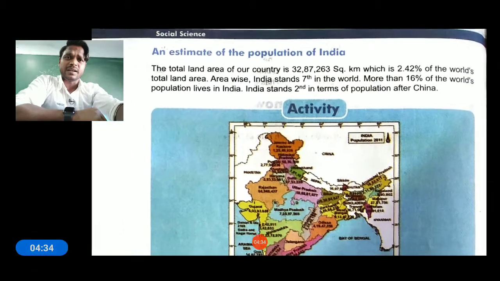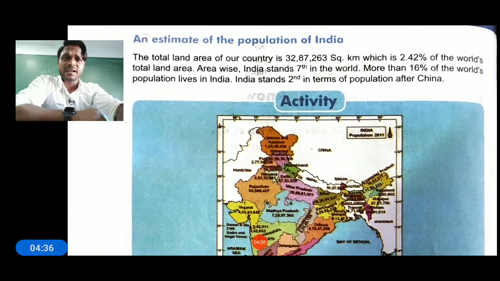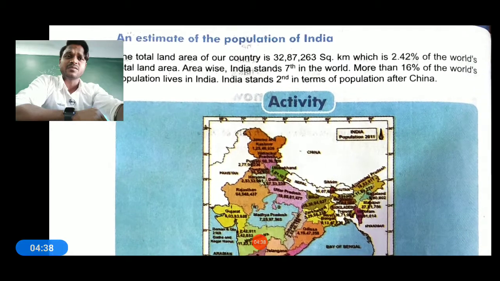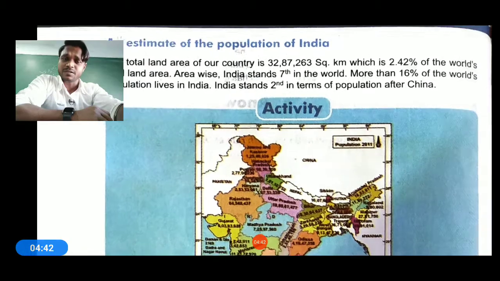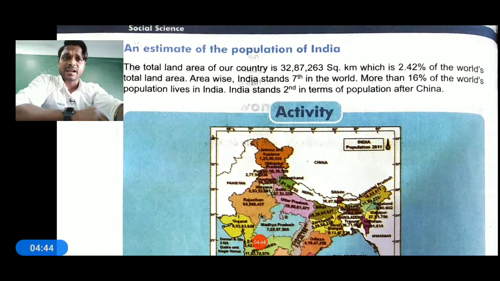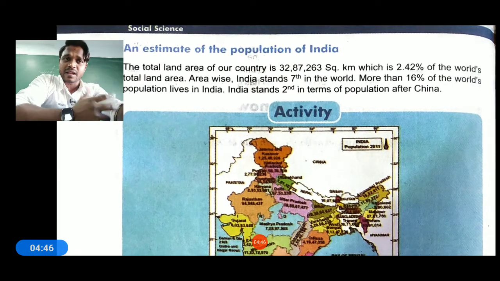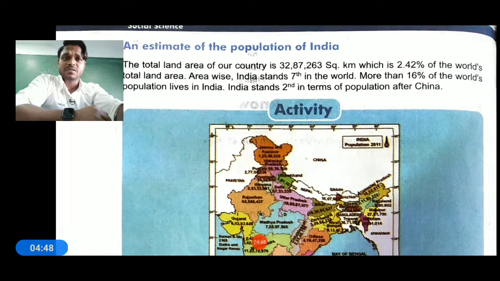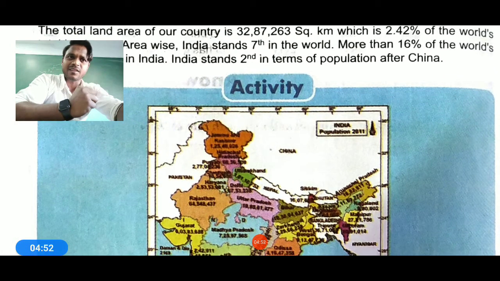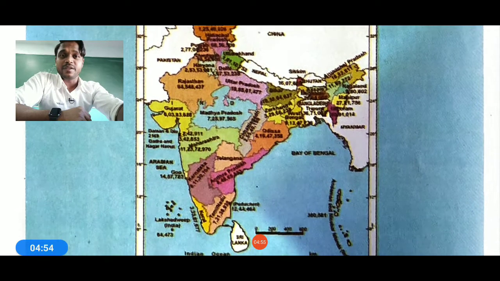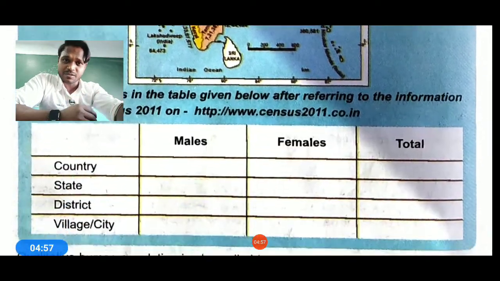Now if you talk about India, the total land area of India consists of 32,87,263 square kilometer, which is around 2.42% of the world's total land. So area wise, India is standing on the 7th rank, but the population living in India is making India stand on the 2nd rank, after China. So we need to understand to control the population also.